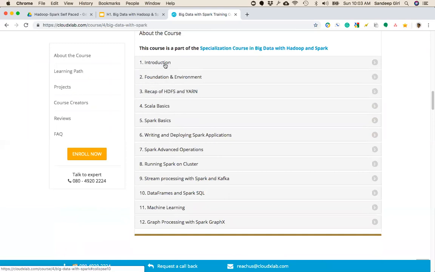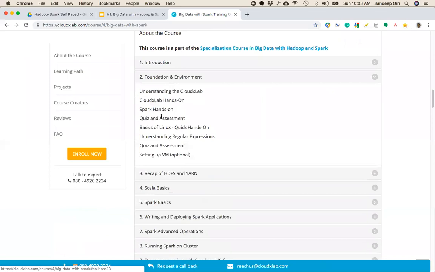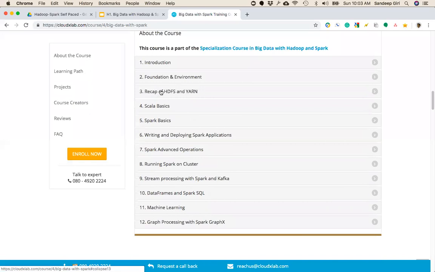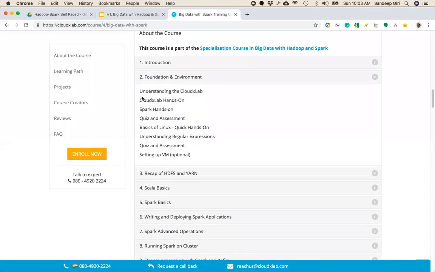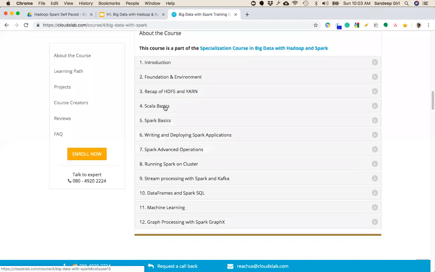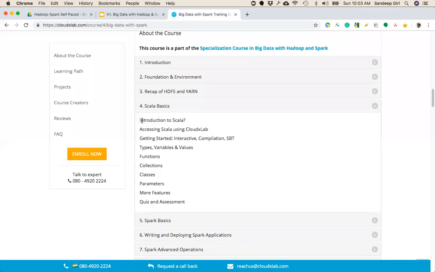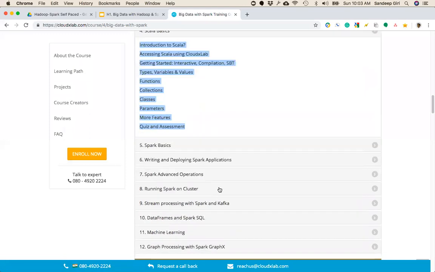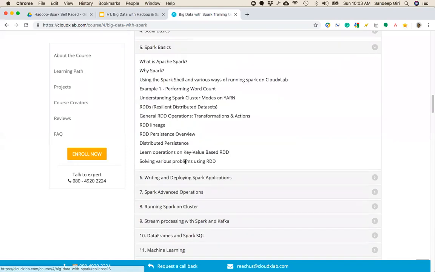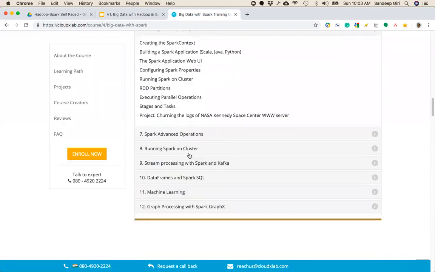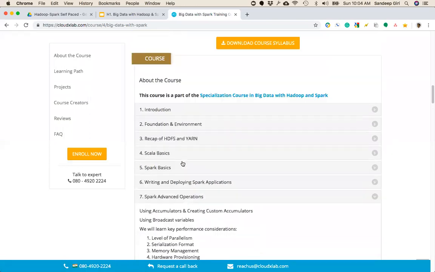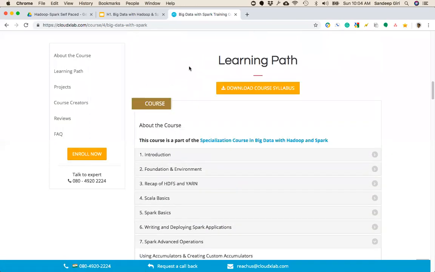We start with the introduction, then we give you free courses on topics like Linux and regular expressions and so on. Then we have a recap of big data. Then we'll have Scala basics. After that, we'll have Spark basics. Then we'll learn how to write Spark applications and so on. So you can enroll into this course. You can just click on enroll now and enroll.